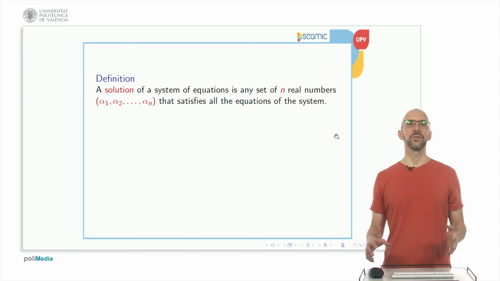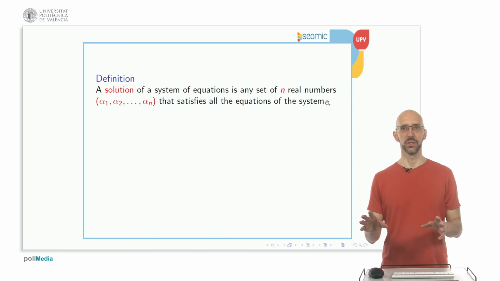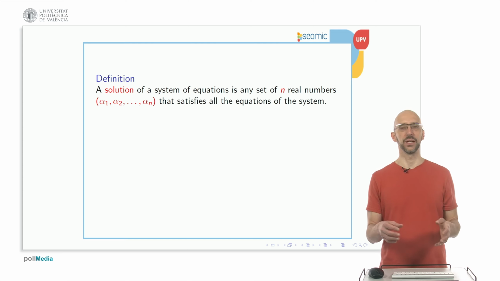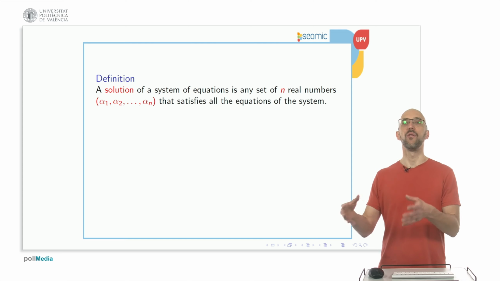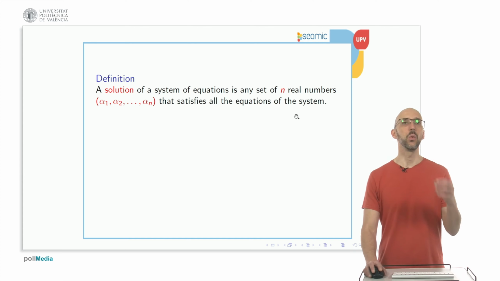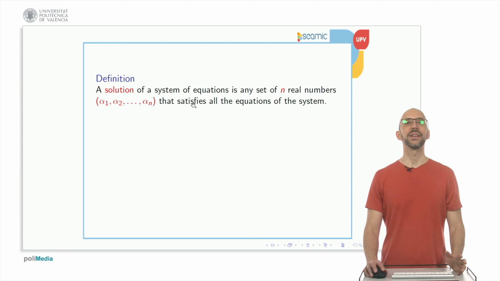Okay, what is a solution of a linear equation? A solution is a set of n real numbers. Remember that we have n unknowns. If you have 3 unknowns, you need 3 values to obtain a solution. If you have 4 unknowns, you need 4 values to get a solution. So we need n real numbers, the same number as unknowns, that satisfy all the equations in the system.